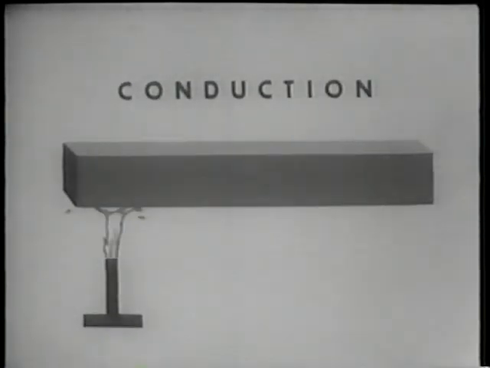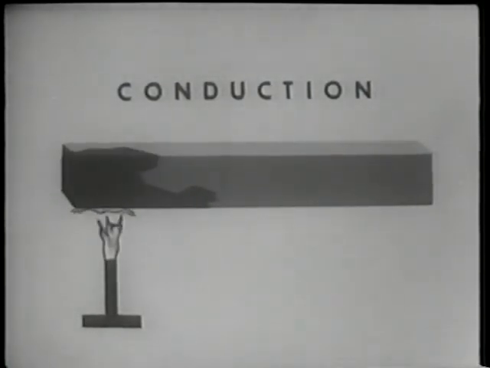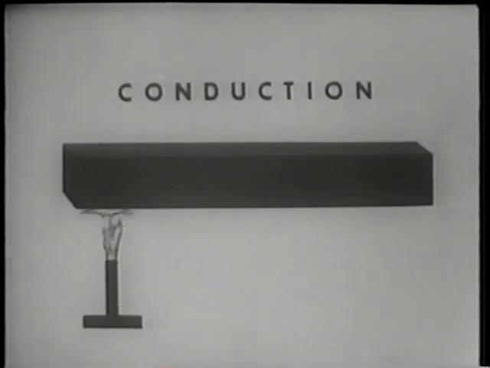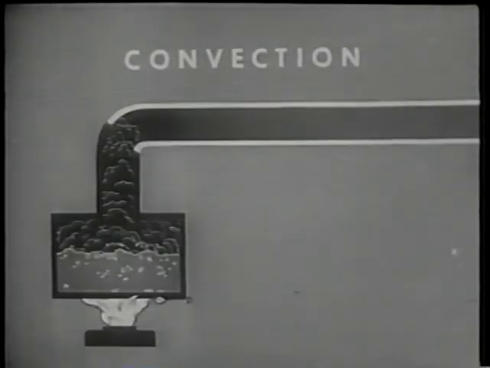There are three methods by which transfer of heat from one place or body to another is accomplished. The first is conduction. When a flame is applied to one end of a metal bar, heat spreads through the metal, passing from molecule to molecule toward the cool end of the bar until the entire bar is hot. In the process known as convection, heat is carried along by the motion of a stream of gas or liquid whose function is similar to that of a conveyor belt.